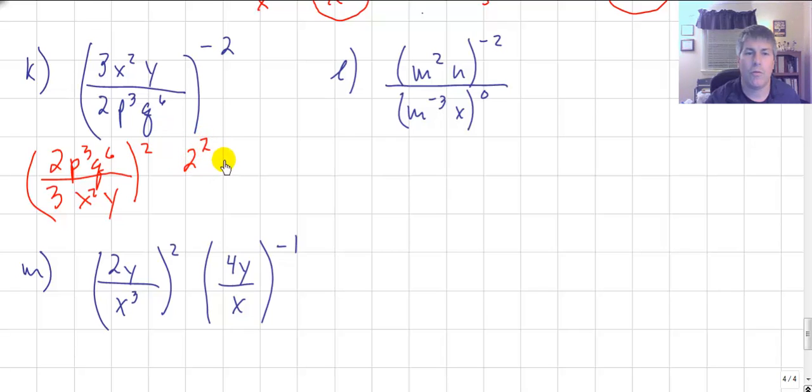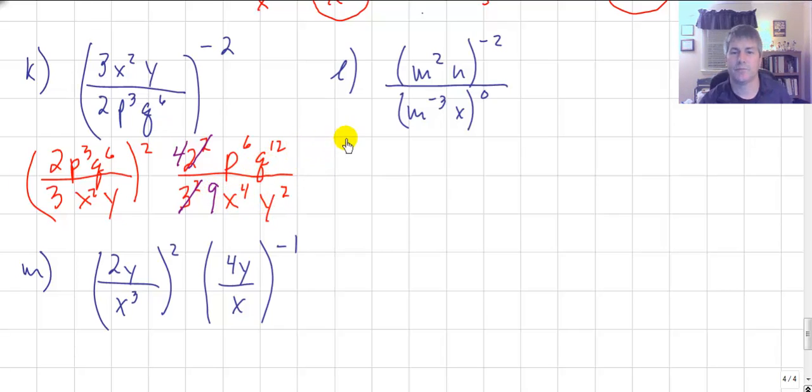which results in 2 squared. P to the 3 times 2 is 6. Q to the 6 times 2 is 12. All over, now I have to square the denominator as well. 3 squared, x to the 4th, y squared. I would take 2 squared and make that 4, and I would take 3 squared and make that 9. So our final answer: 4p to the 6th, q to the 12th, all over 9, x to the 4th, y squared.